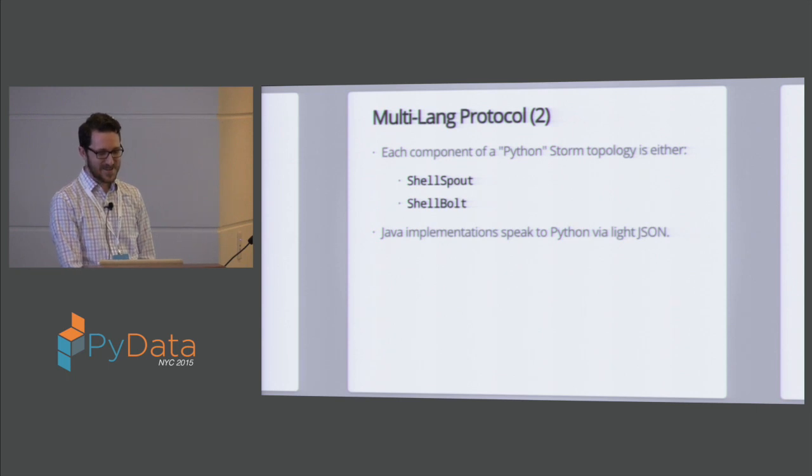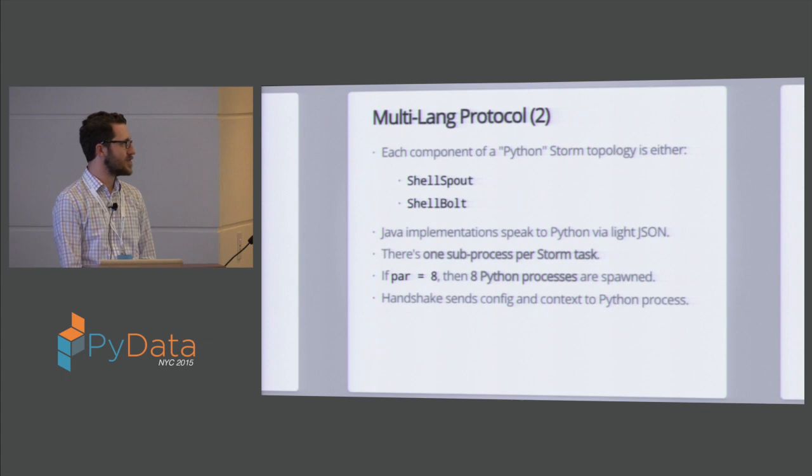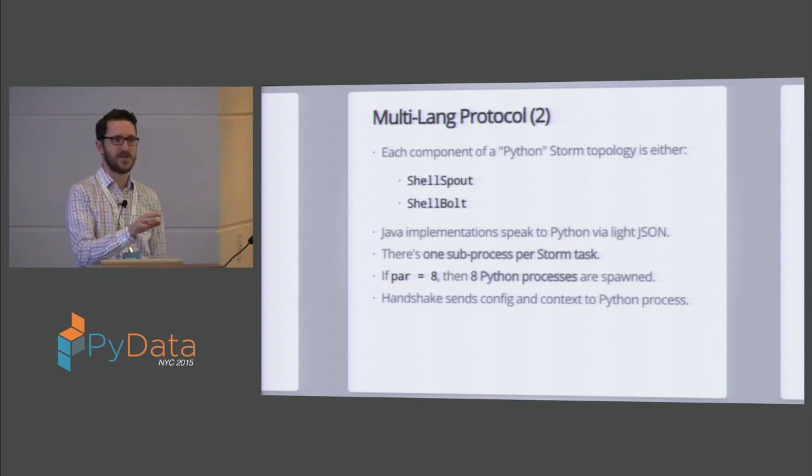Anyway, so there's one subprocess per Storm task, and so if we set the parallelism to 8, we end up with 8 Python processes. So you never have the issue where there's Python threads at play. There's also some nice extra stuff if you want to make a really fancy topology: when the connection between Java and Python gets set up, there's this handshake that gets sent, which has a bunch of information about the topology, like what are the things that are feeding into your component, what are the things that are reading from your component.